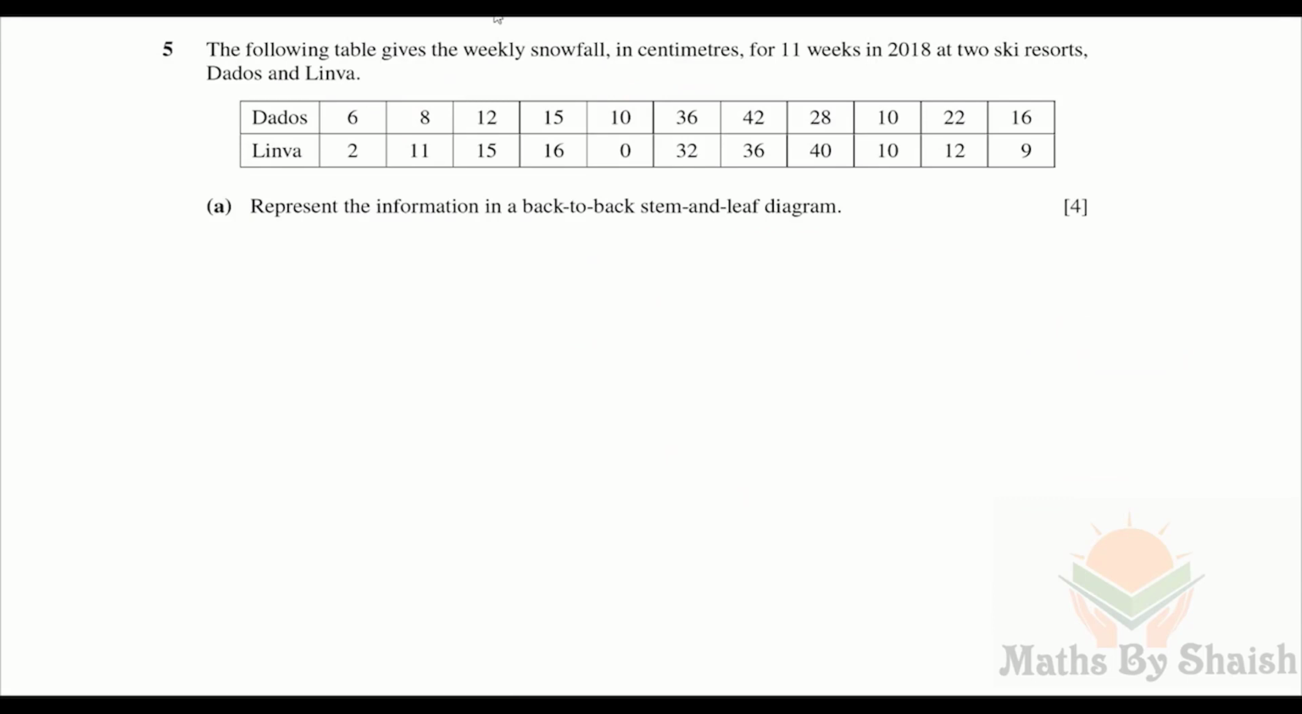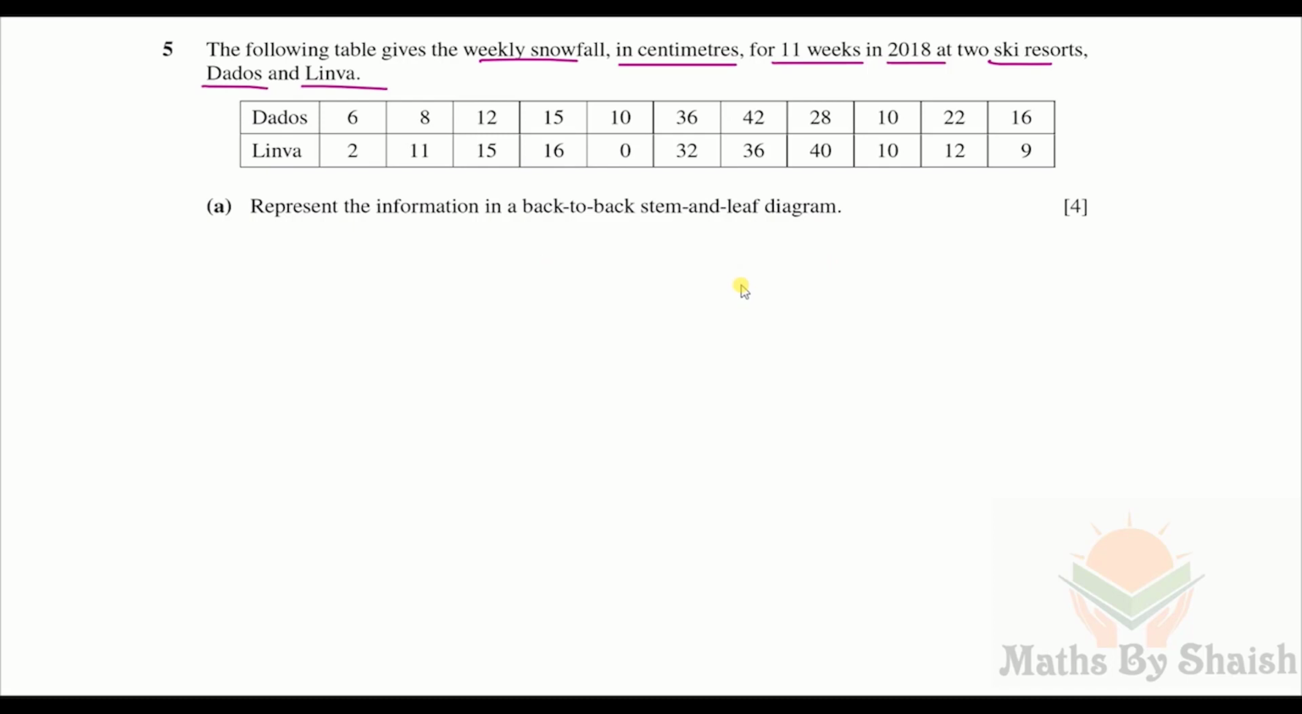And here is question number 5. The following table gives the weekly snowfall in centimeters for 11 weeks in 2018 at two ski resorts, Dados and Linwa. So these are the values for it, snowfall in centimeters. Represent the information in a back-to-back stem and leaf diagram.